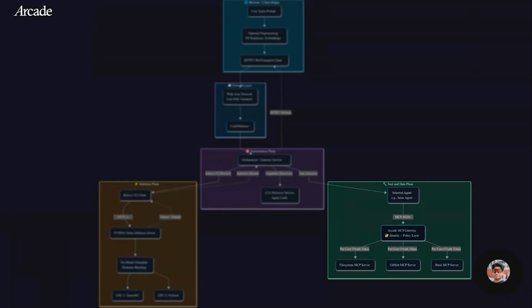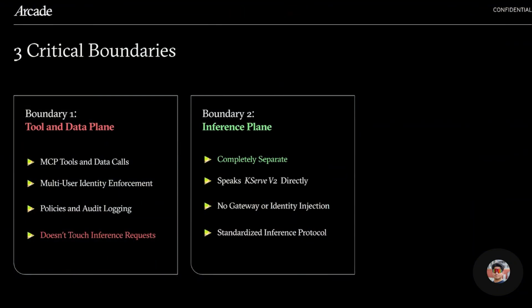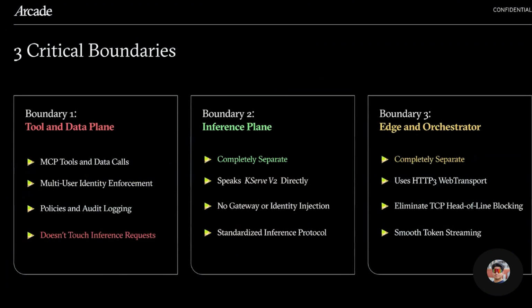And this is where it fits into the architecture. Second is your inference plane. So this is completely separate. The orchestrator speaks KServe v2, and we'll get into KServe v2 later on. And through KServe v2 directly to model servers like Triton, there is no gateway, no identity injection, just standardized inference protocol. The third is your agent orchestrator. We'll look into HTTP/3 and HTTP/3 WebTransport specifically for the last hop to eliminate TCP head of line blocking and ensure smooth token streaming even on lossy networks.